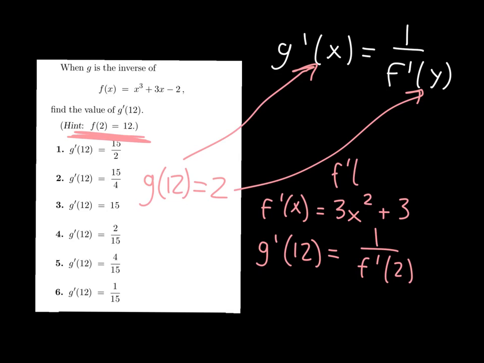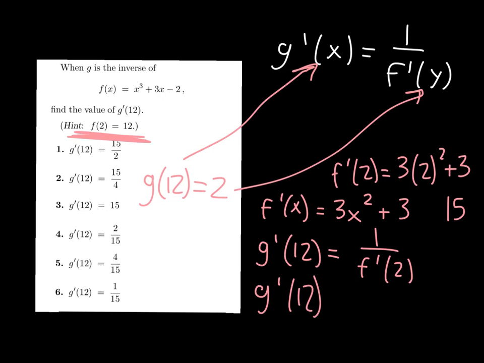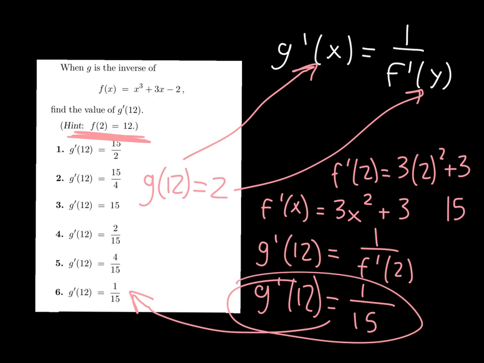So f prime of 2 equals, let's see, 3 times 2 squared plus 3. So that simplifies to 3 times 4, which is 12, plus 3 is 15. So f prime of 2 equals 15. So g prime of 12 equals 1 over 15, and that is answer choice number 6. And that is how you do inverse derivatives.